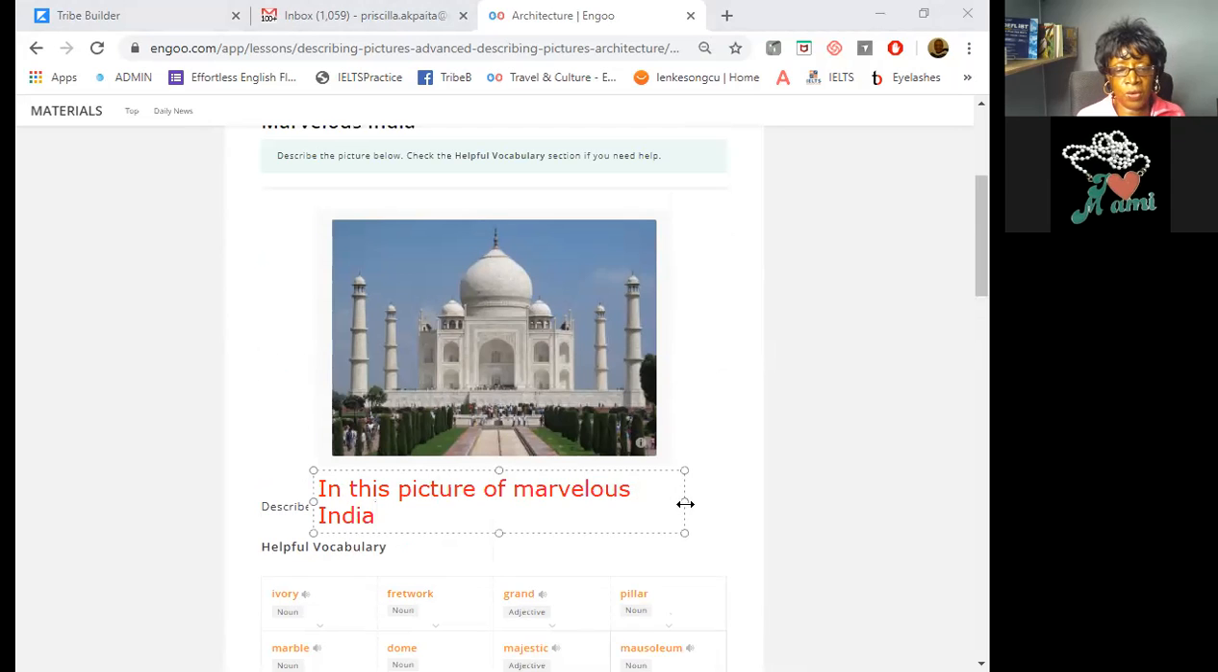We will talk about what we see. In this picture of marvelous India, I see an ivory building with fantastic fretwork along the dome and the columns. The columns are all made of marble, and the dome is at the very top of the image. It's a majestic image, and there are several pillars in this mausoleum.